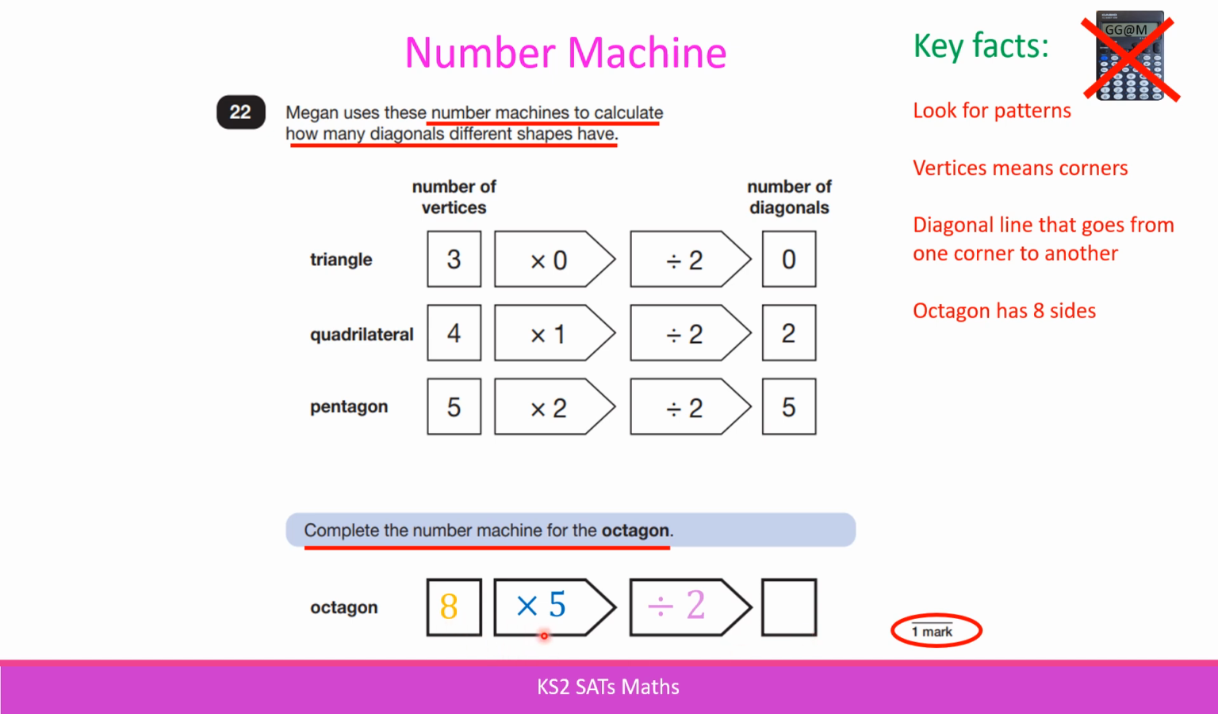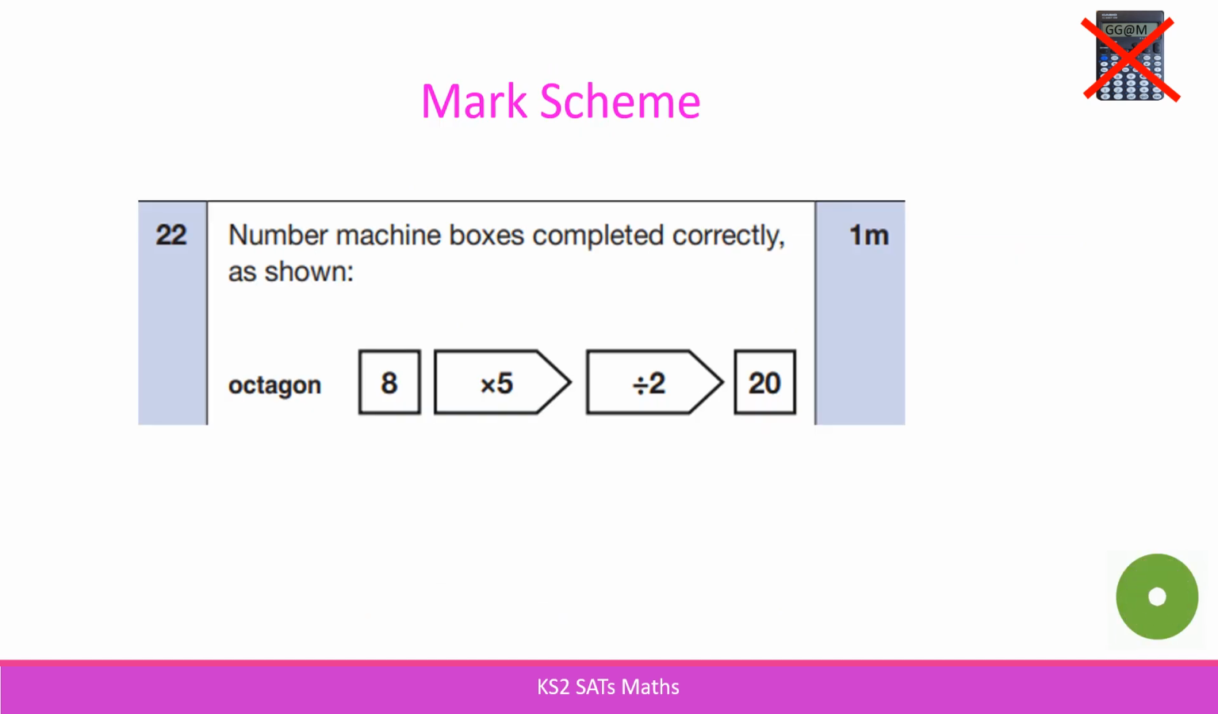So 8 times 5 is 40, divided by 2. 40 divided by 2 is the same as half of 40, which is just 20, and that will give you 1 mark in the exam. Give yourself a big tick if you got that correct. Well done. The mark scheme on this question shows the answers are 8 times 5 divided by 2, 20 for 1m, which means 1 method mark. You need to get all boxes correct to be able to get the mark.